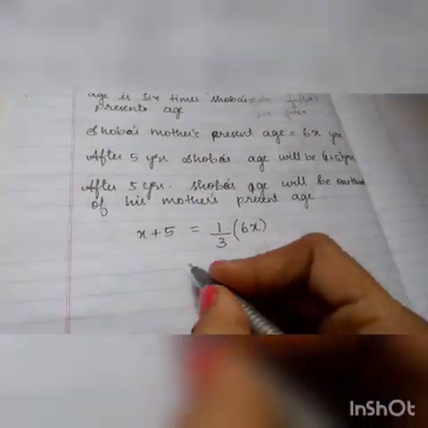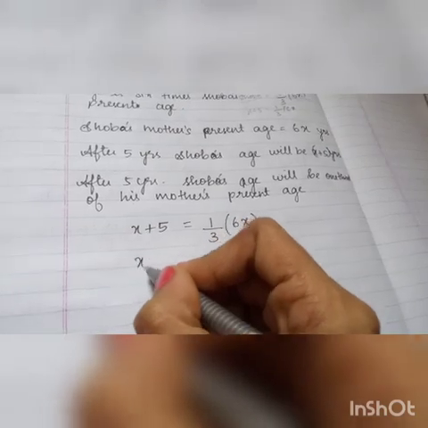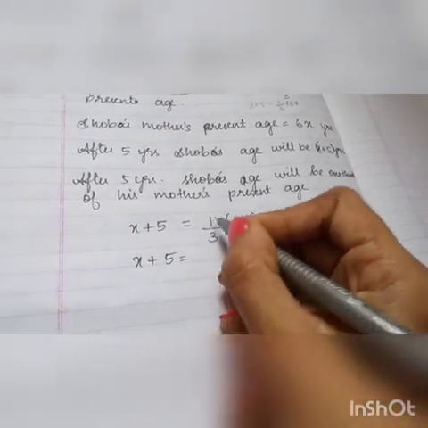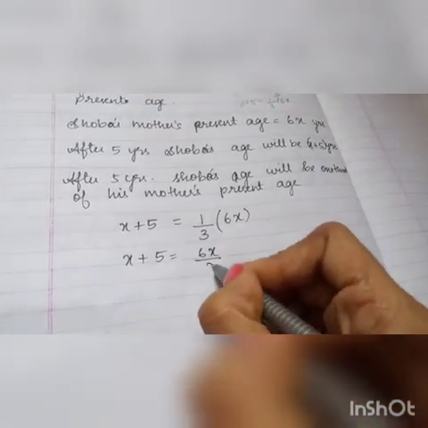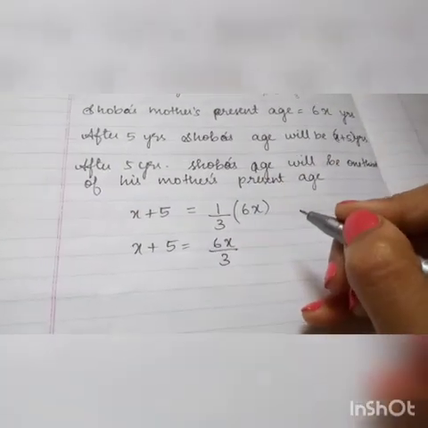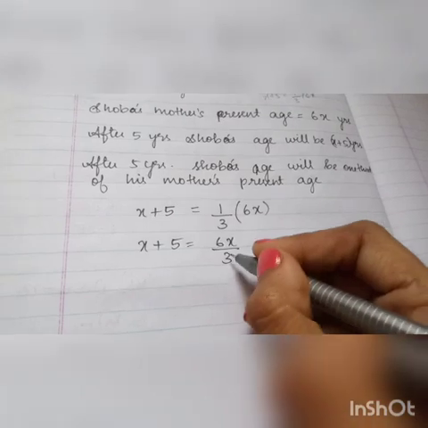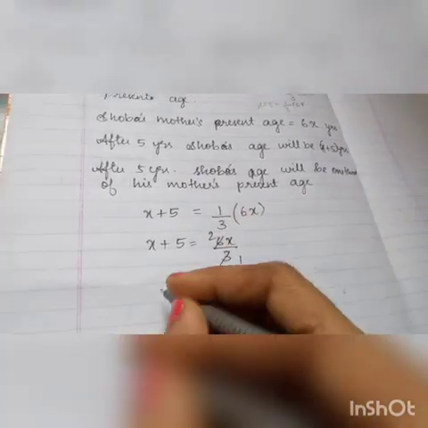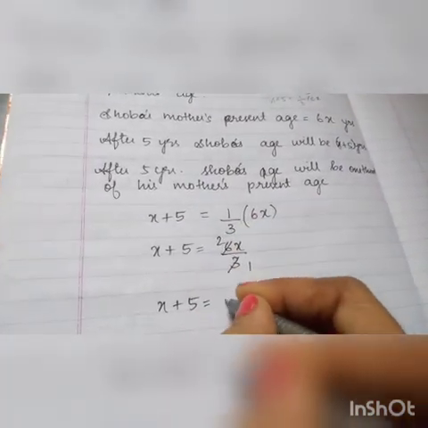Okay, now shall we cancel? Can we write this like this? 1 into 6x, 6x divided by 3. Can we write like this? 1 into 6x, because numerator into numerator. 3 ones are 3, 3 twos are 6. x plus 5 equal to 2x.